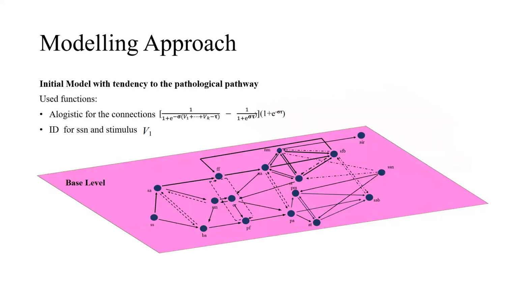All right, so on the base level, first, here you see the initial model with a tendency to the pathological pathway. Basically, this would be the pathway of a person who is affected by body dysmorphia. I will walk you through it a bit. First, you get some sort of stimulus that can be external or internal. And now you have to look at it that you have the possibility to decide between two different pathways. This is the unhealthy pathway. This is the pathway of a person with body dysmorphic disorder.